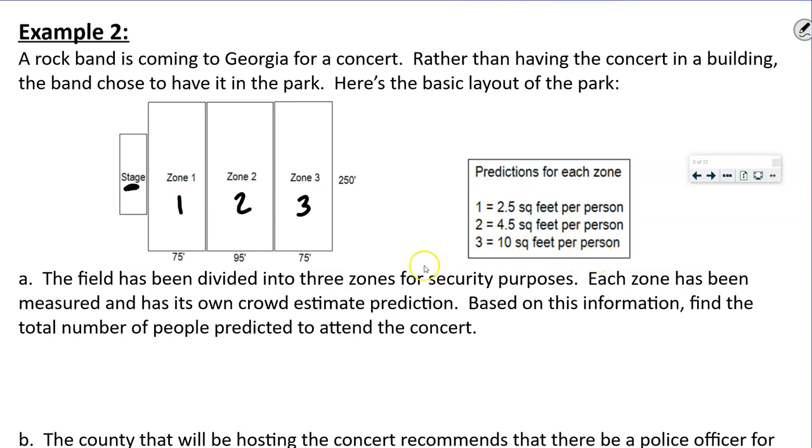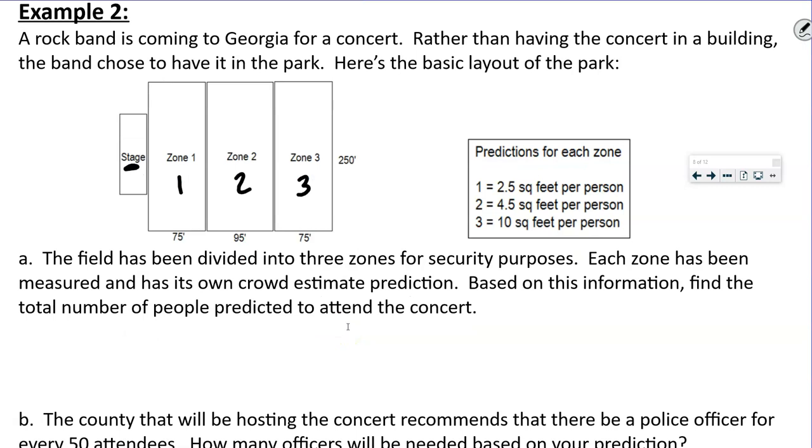So what we want to do is look at this. It says the field's been divided into 3 zones for security purposes. Each zone has been measured on its own and has its own crowd estimate predictions. Based on this information, find the total number of people predicted to attend the concert. So what we need to do is find that for each of the zones.